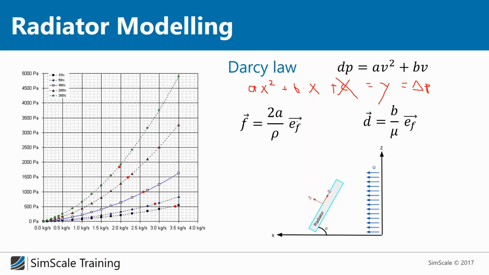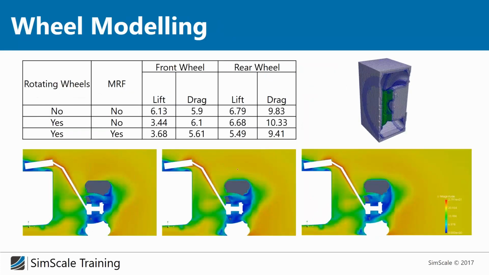And another very important point besides radiator modeling is wheel modeling, since our wheels are rotating. One option would be to use a really rotating mesh, which means we have to do a transient simulation and which will add a lot of complexity. Another solution is to use, again, advanced modeling techniques. And one thing we can do is using rotating wheel boundary conditions and a multiple reference frame approach.